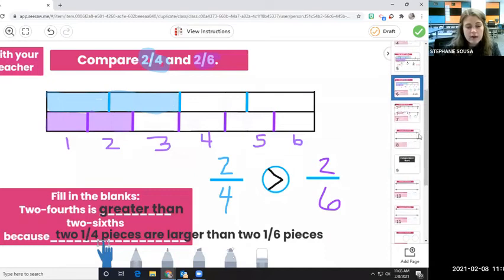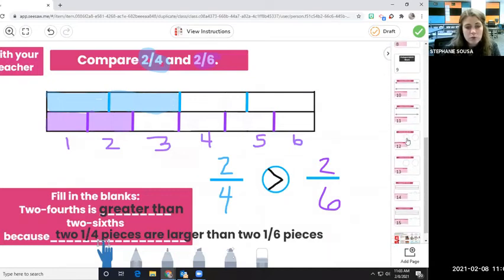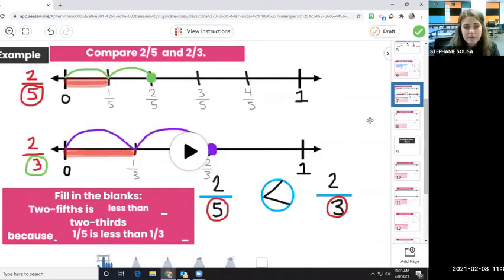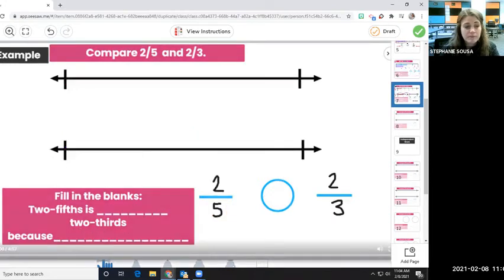Alrighty, we have one final one before I release you to work, hopefully in breakout rooms. We're going to take a look at slide 7. This is a number line, okay? This is our last model that we're going to compare fractions with. Again, it's the same concept, it just looks different visually, but we're going to follow the same procedures. Here's how we would compare fractions with the same numerator on a number line.